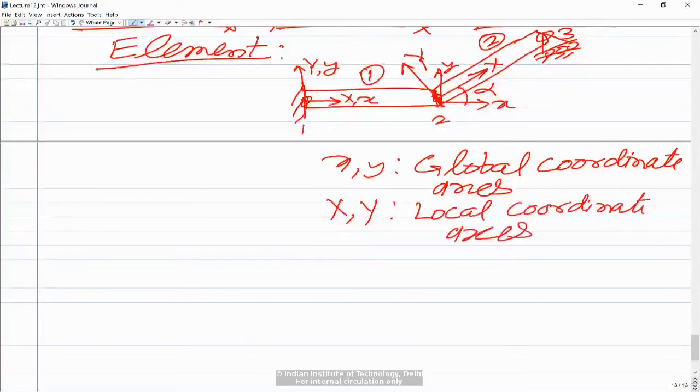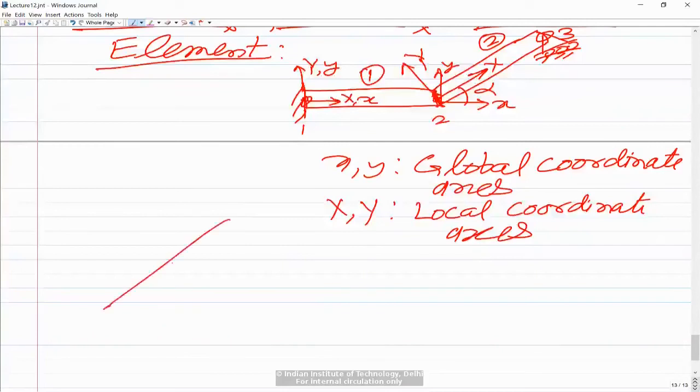As we did for the truss element, the same kind of transformation we have to use here. The only difference is that earlier we had in the local coordinate system only the displacement along the length as a degree of freedom, but now we have displacement along the length, displacement transverse to the element length, and the rotational degree of freedom.